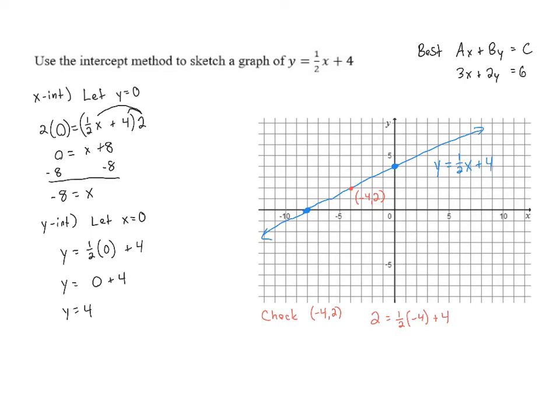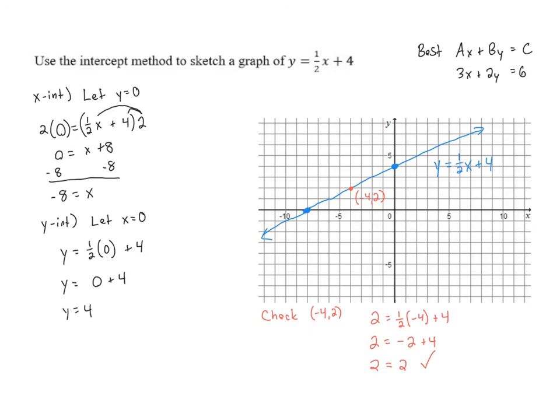We want to see if this is true. So we have 2 equals 1/2 times -4 is -2 plus 4. And -2 plus 4 is +2. So we get 2 equals 2, which is a true fact. That tells us that the point satisfies the equation. So the line should be going through that point, which tells us we probably have the right line.